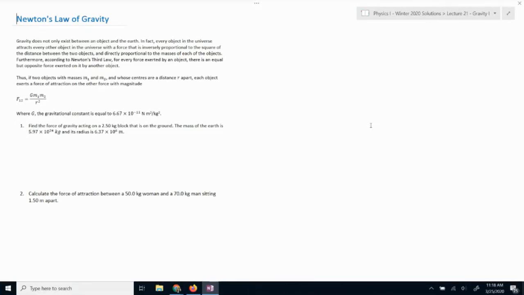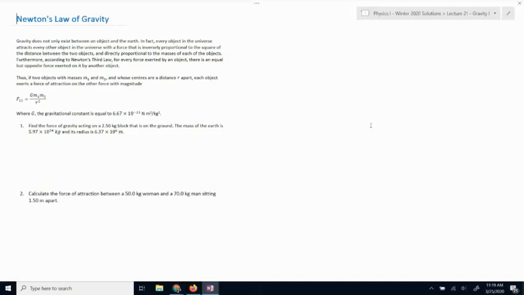So like myself standing near the Earth is not making the Earth accelerate very quickly towards me, but myself standing near the Earth is making me accelerate towards the Earth. So if I'm standing on top of a bridge and I want to bungee jump off, I'm going to be accelerating very quickly towards the Earth, right? And that's because my mass is so small in comparison to the Earth's mass.